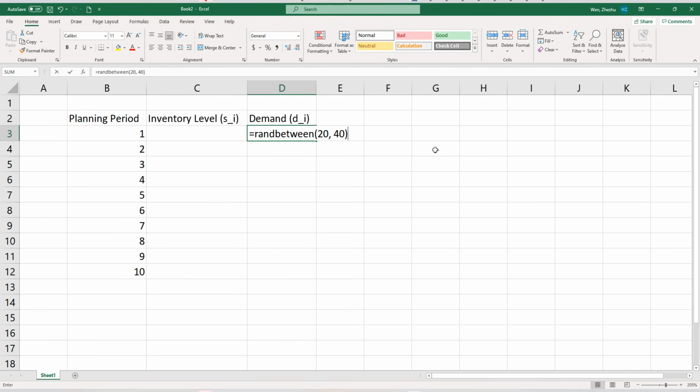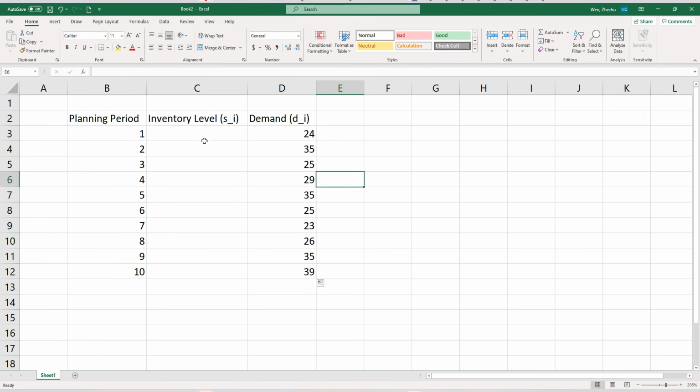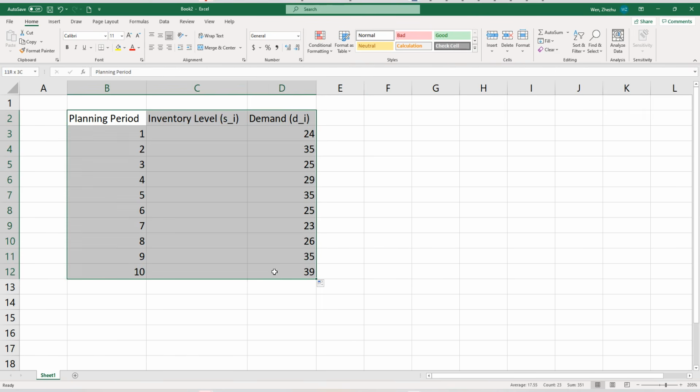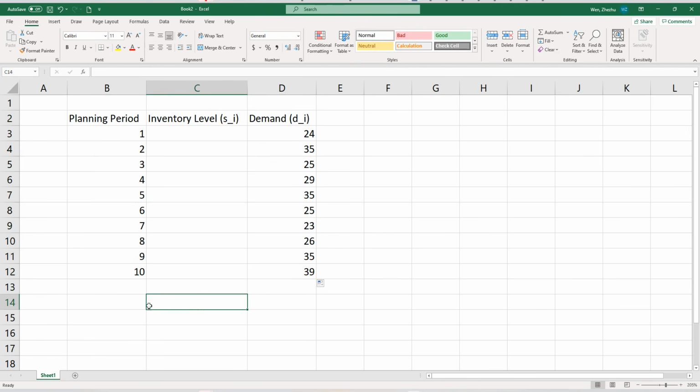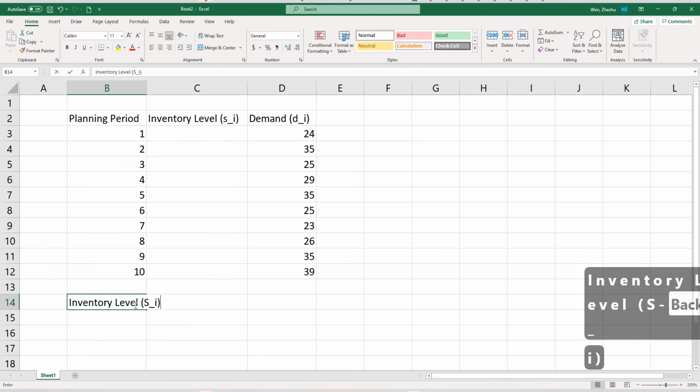Because of the way we are using this Excel function, RANDBETWEEN, it will never go below or beyond these two numbers, right? If you still remember. And I'm just going to double click it. So you see a lot of random numbers showing up here. And I said we're going to decide an inventory level, inventory level Si.